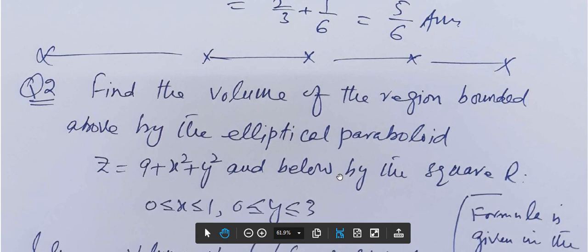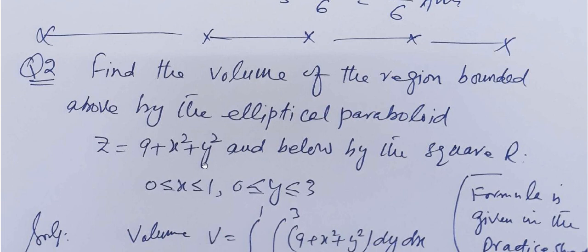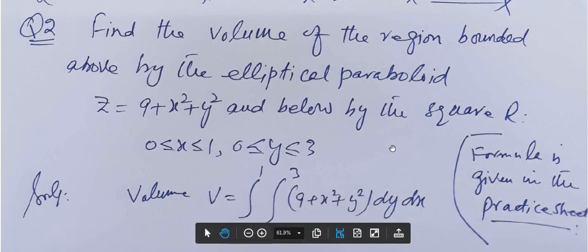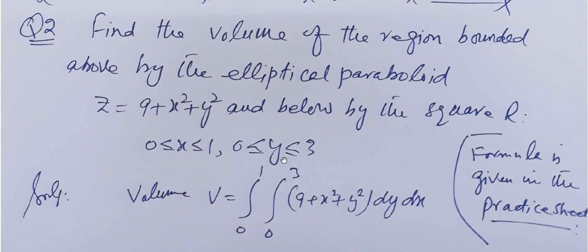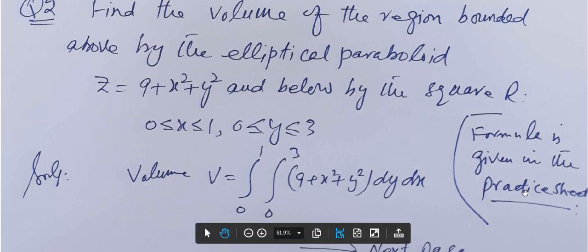Okay, now we move to the next question, question number 2. Find the volume of the region bounded above by the elliptical paraboloid z is equal to 9 plus x square plus y square, and below by the square R, where x varies from 0 to 1 and y varies from 0 to 3. The formula is given in the practice sheet. The volume formula is already given.